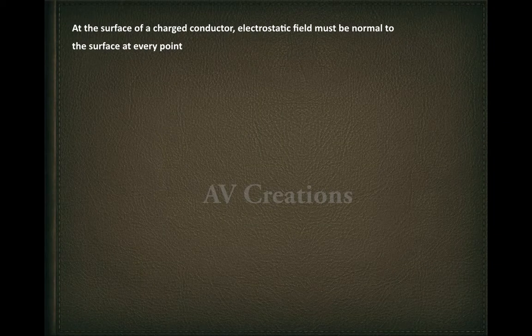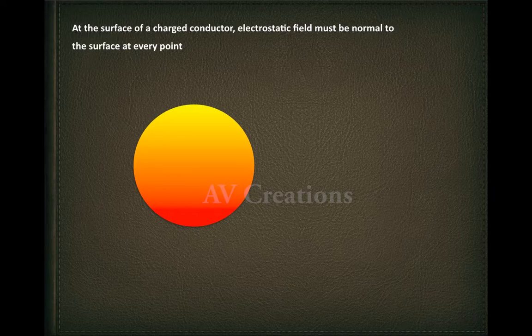At the surface of a charged conductor, the electrostatic field must be normal to the surface at every point. We are considering a charged surface. The charge of this surface is plus Q, and the electric field lines are perpendicular to the surface. These electric field lines are perpendicular to the surface.